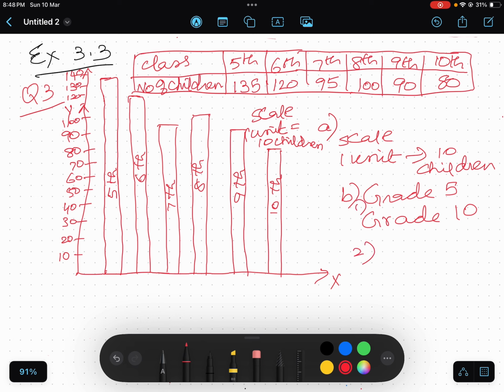They have asked: find the ratio of the students of class 6th to the students of class 8th. So you can see 6th it is 120. Ratio means 120 is to 100. So you can just cut a 0 in both. So 12 is to 10. Again, just like simplifying fractions, you cut down with 2. So the ratio is 6:5. So that finishes question number 3.